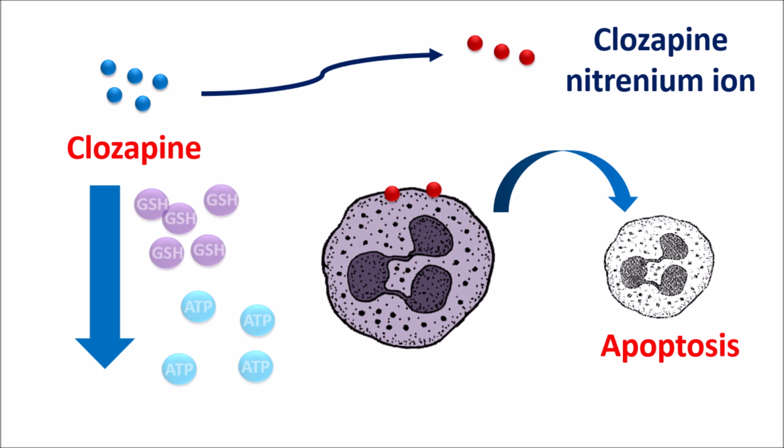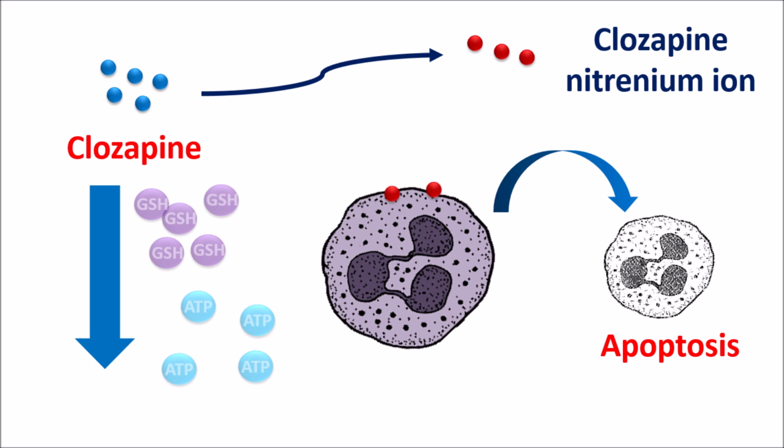This oxidative damage may result in apoptosis of neutrophils. This loss of neutrophils may result in neutropenia, where the absolute neutrophil count may be less than 1000 per cubic mm. In such conditions, clozapine can produce severe agranulocytosis. The development of agranulocytosis may result in increased risk of infections and other hematological disorders.